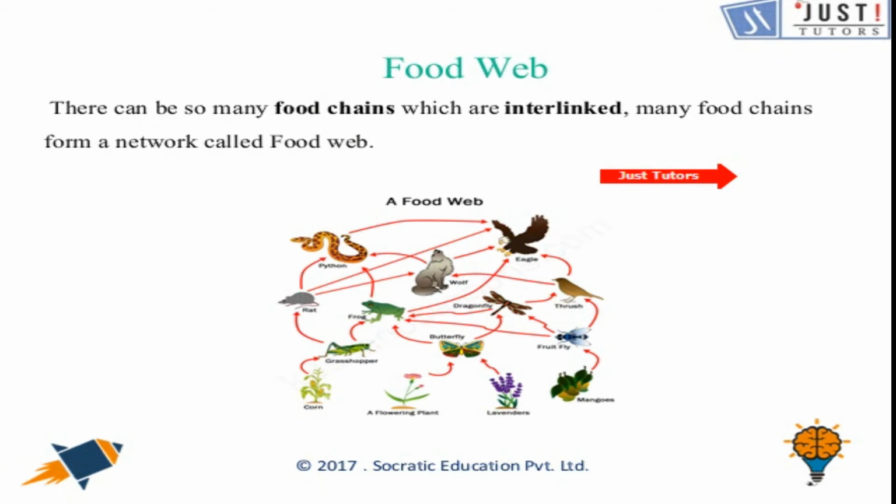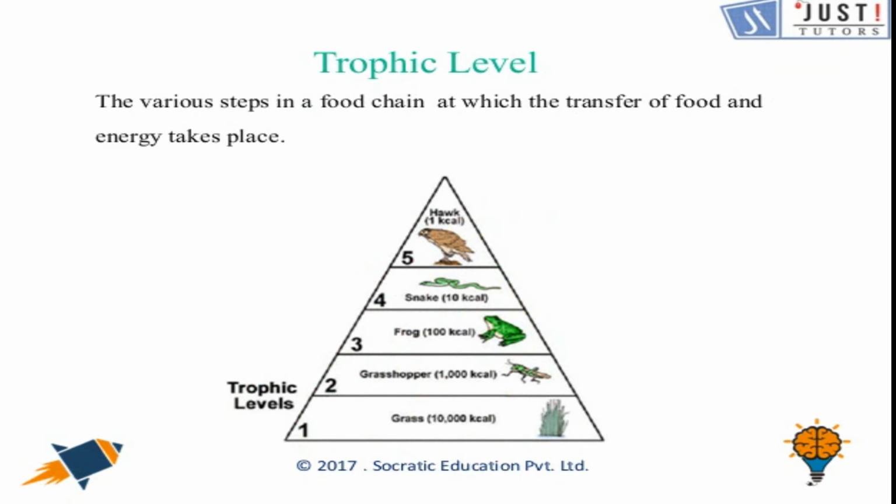Let's move forward and talk about trophic level. Different levels in the food chain are called trophic levels. Out of the energy consumed by an organism at a particular trophic level, 90% is utilized for its own need and the rest 10% is left for the organism of the next trophic level. So basically very little energy is left for the organism which is at the tertiary level.